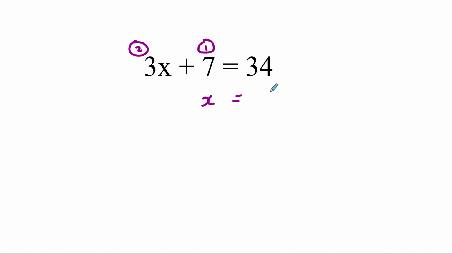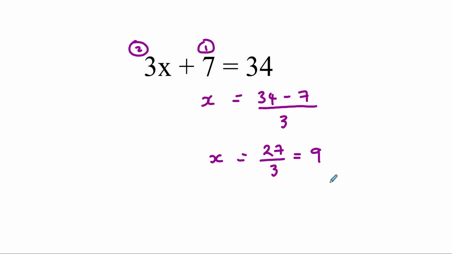So, firstly, I'm going to take over the 7, so that's 34 take away 7. And then secondly would be dealing with this times by 3. But as we reverse a times by 3, it turns into a division. So what we have is 34 take away 7, which is 27, over 3, which gives us an answer of 9. So that means x is equal to 9.